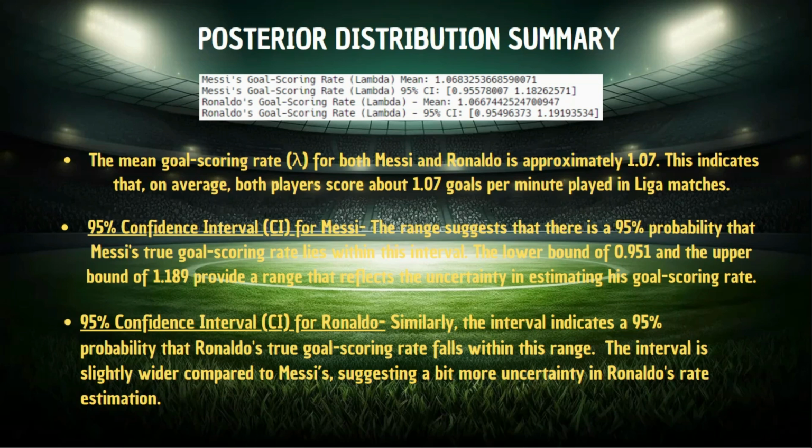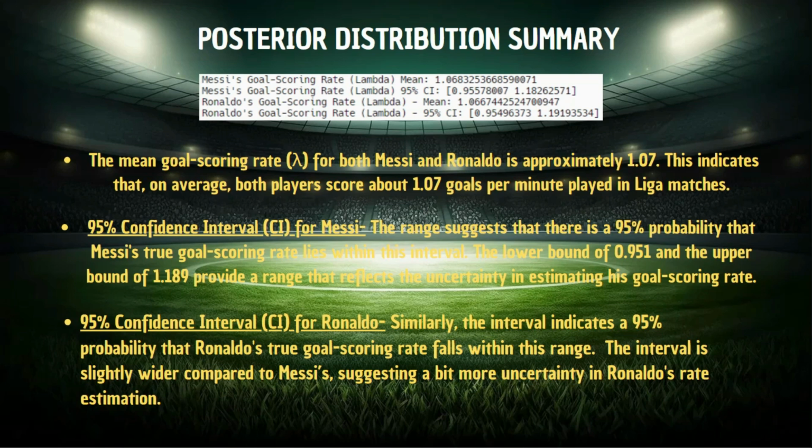And for the 95% interval for Ronaldo, similarly, the interval indicates a 95% probability that Ronaldo's true goal scoring rate falls within this range. The interval is slightly wider compared to Messi's, and we can see that this suggests more uncertainty in Ronaldo's rate estimation.